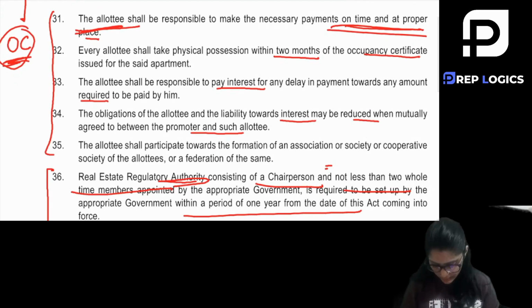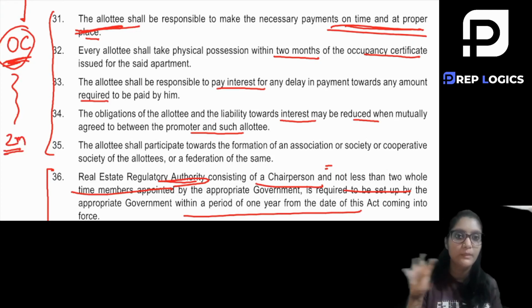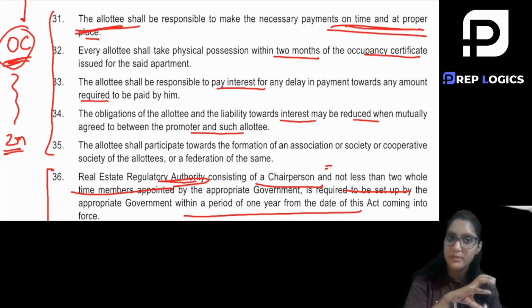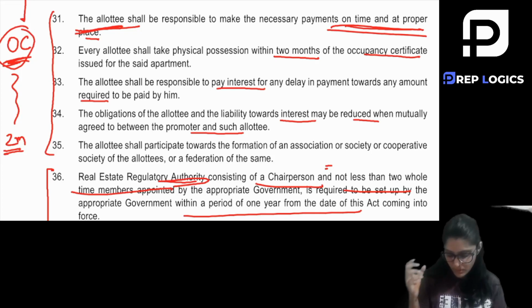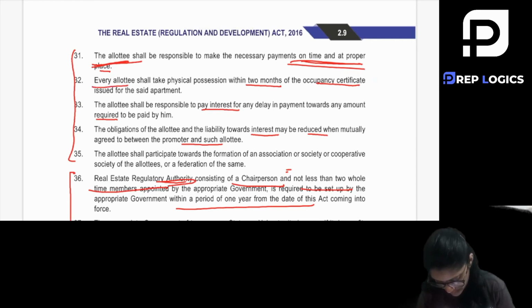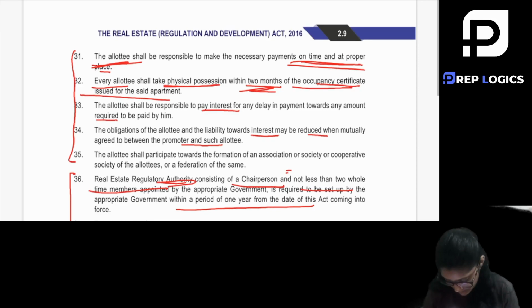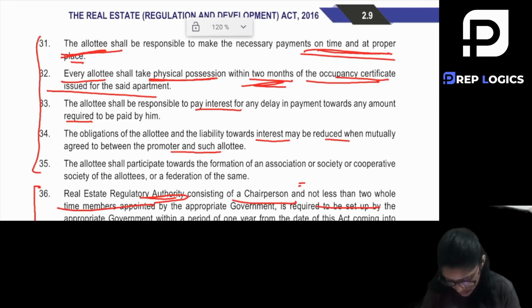This kind of certificate is known as the occupancy certificate. Now, within 2 months of obtaining the occupancy certificate, it is the responsibility of the allottee to take the possession. Okay, within 2 months of getting the occupancy certificate, the allottee must take the possession of the particular flat. The allottee shall take physical possession within 2 months from the occupancy certificate issued for the said apartment.